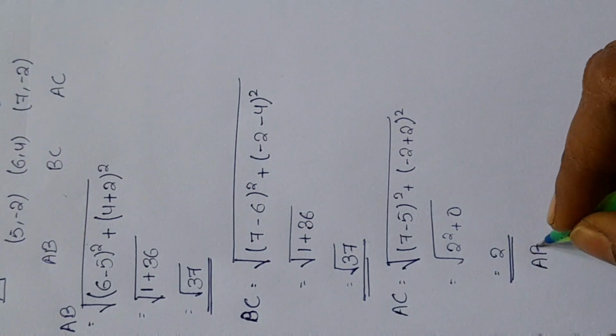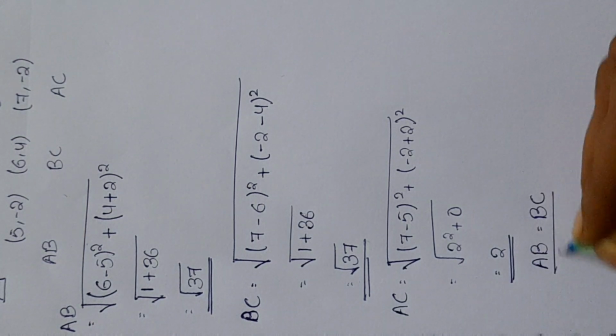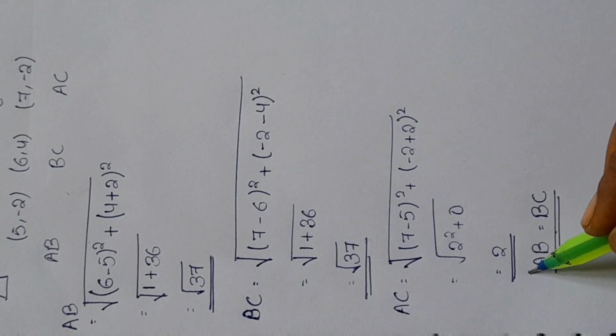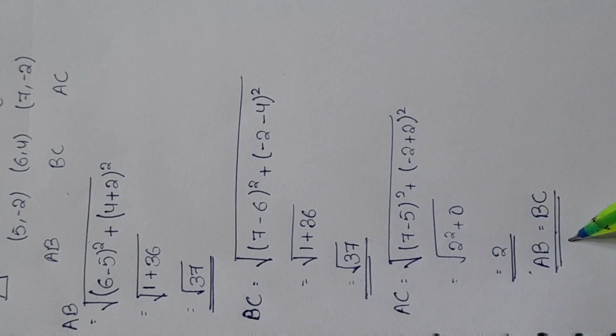Here AB is equal to BC. That is, two sides are equal. So this is an isosceles triangle. That is, the given points A, B, C form an isosceles triangle.